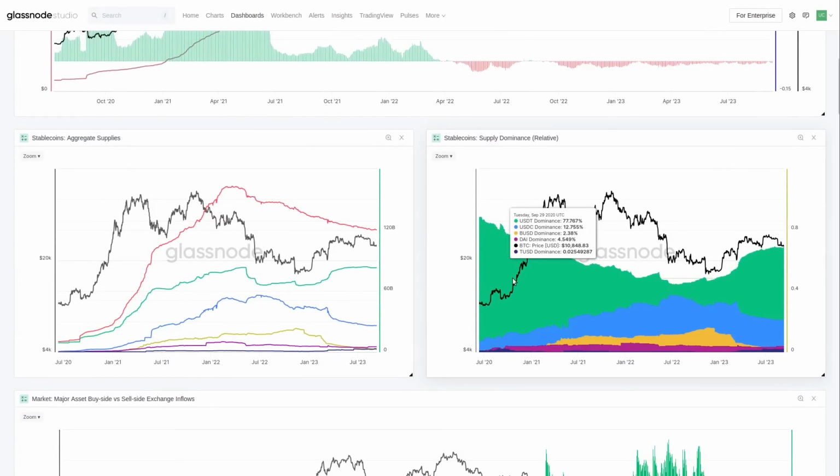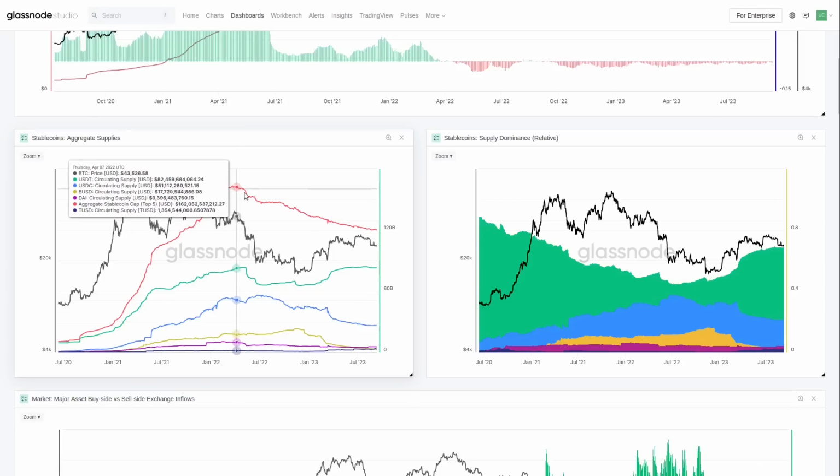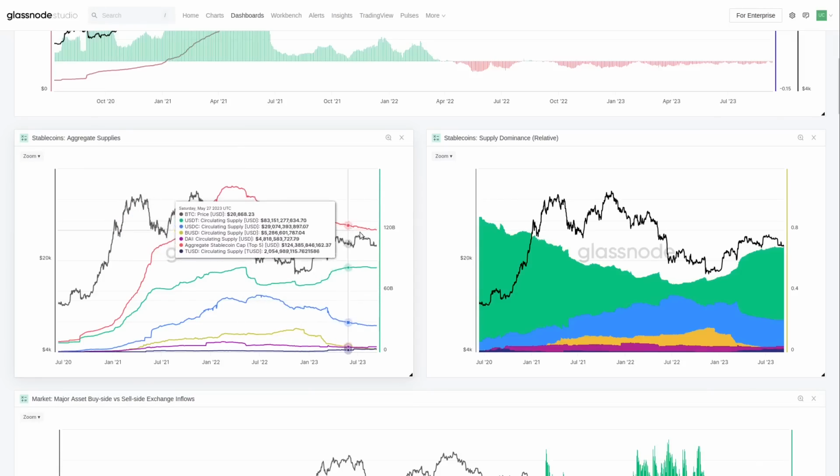On the right-hand side, we've got it in terms of dominance. Out of those top five, what is the overall dominance of each one? And here we have their aggregate supplies. So in aggregate, we are seeing stablecoins flowing down, right? We're seeing the overall redemption.